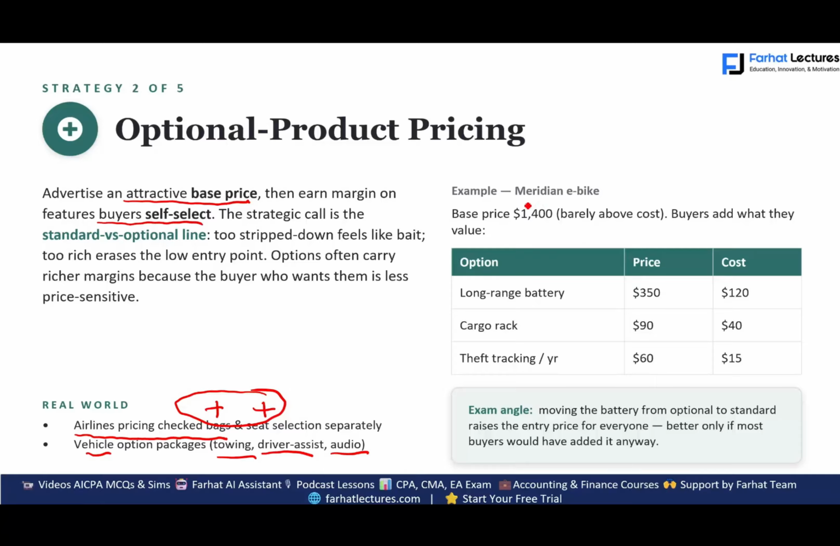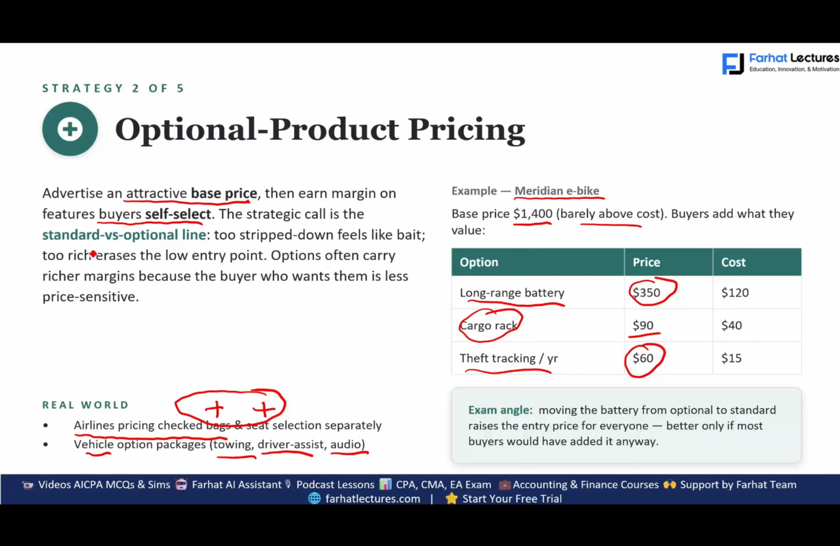Another example could be the Meridian e-bike. The base price is $1,400. It's barely above what it costs them to make. Then they give you the option to add, for example, a long-range battery, $350, a cargo rack, $90, theft tracking per year, $60. And those are the prices, not their cost for each of these items. So they have a higher margin on the optional product pricing.